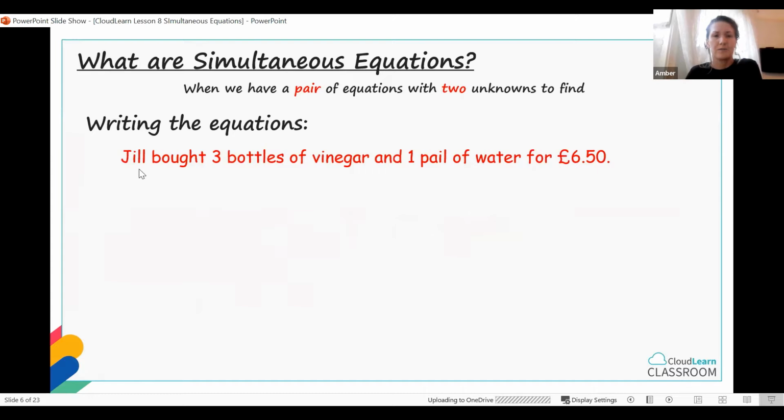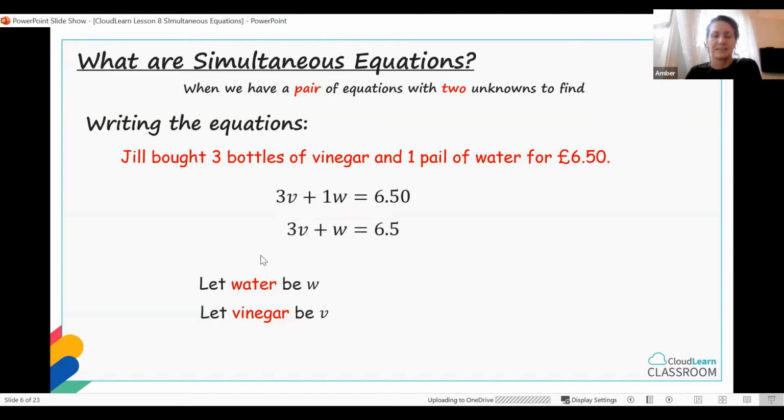And the second part of the problem is that Jill bought 3 bottles of vinegar and 1 pail of water. The vinegar and the water cost the same, since they bought them from the same place. Okay. So this time we've got 3 bottles of vinegar, that's 3V, plus 1 pail of water, that's 1W, is £6.50. And again, we're just going to neaten that up. 3V plus W is 6.5. So now we've got a second equation from that second piece of information, okay?